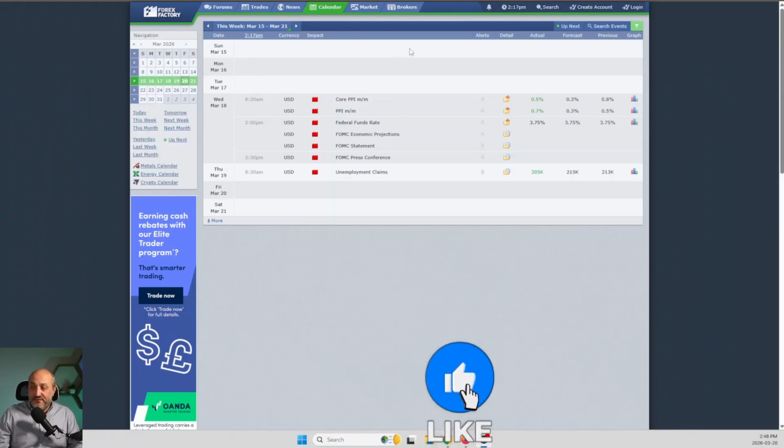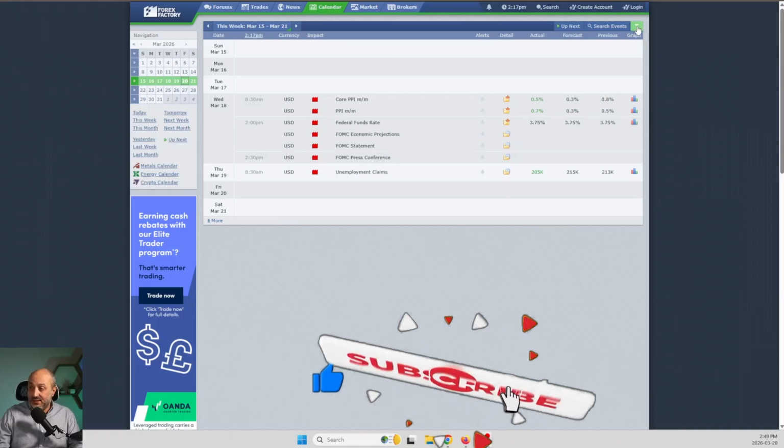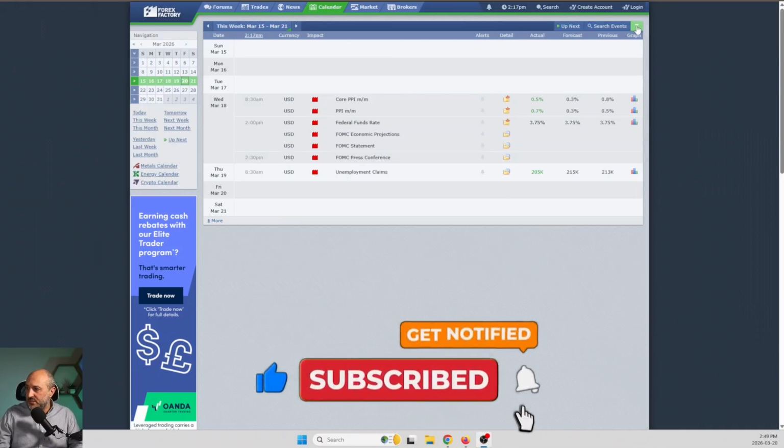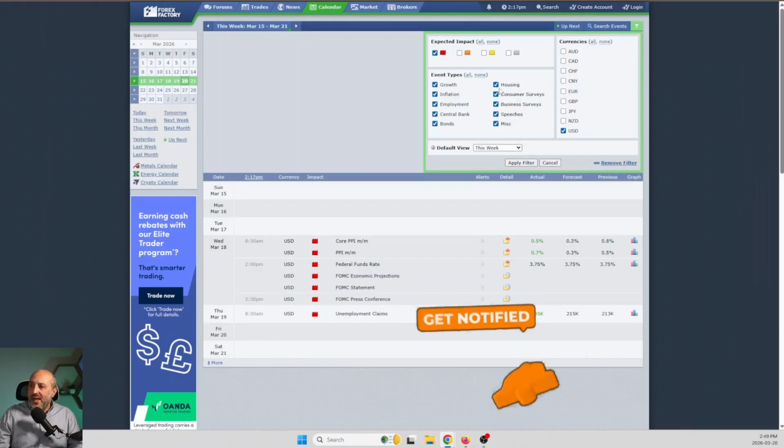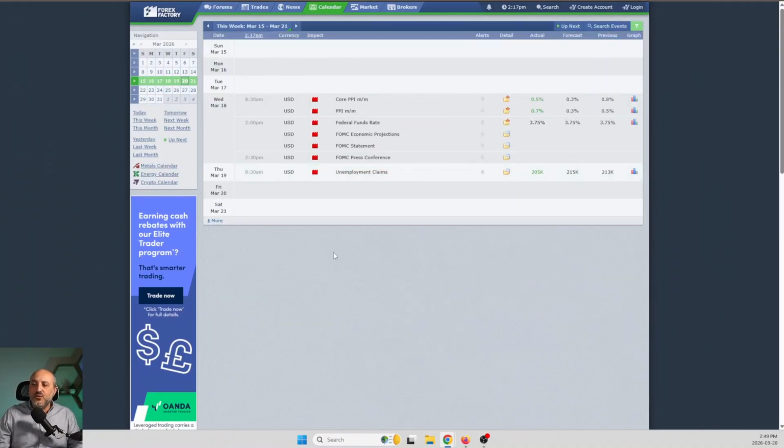Personally, I filter it and keep just what I need. You can click that little green filter right here. And usually I'll select the red folder only. I'll remove the other ones, remove everything here, and just keep USD. When it's done, I click apply my filter and I will see what's going on for this week specifically.